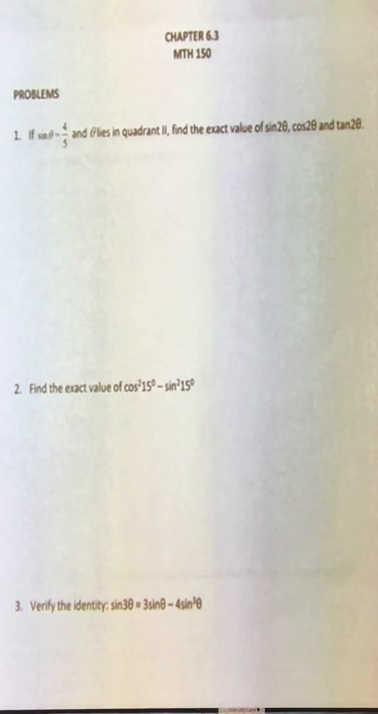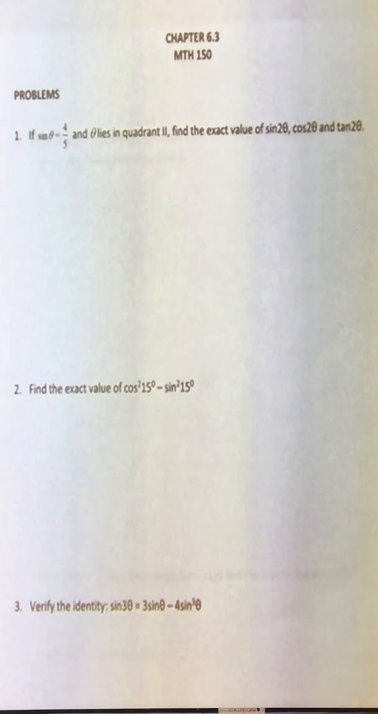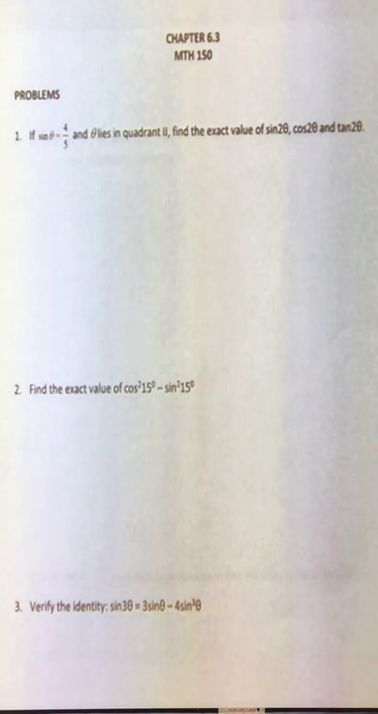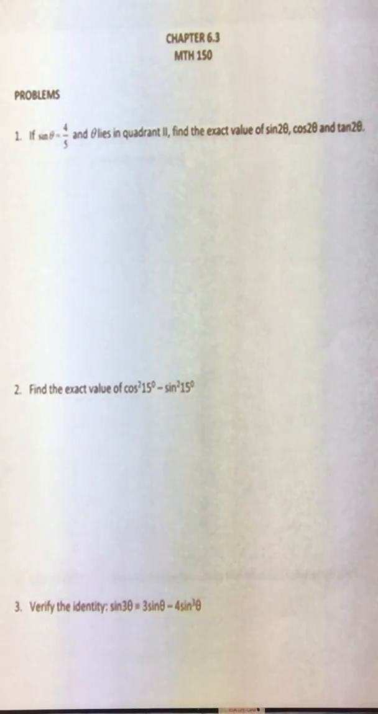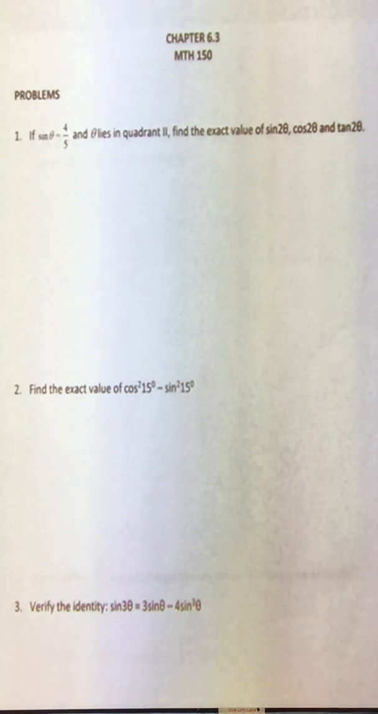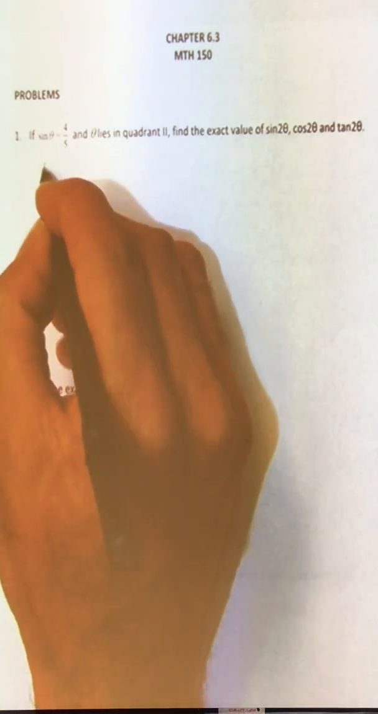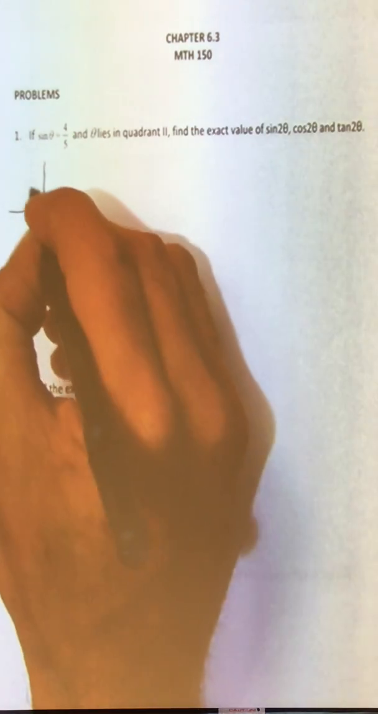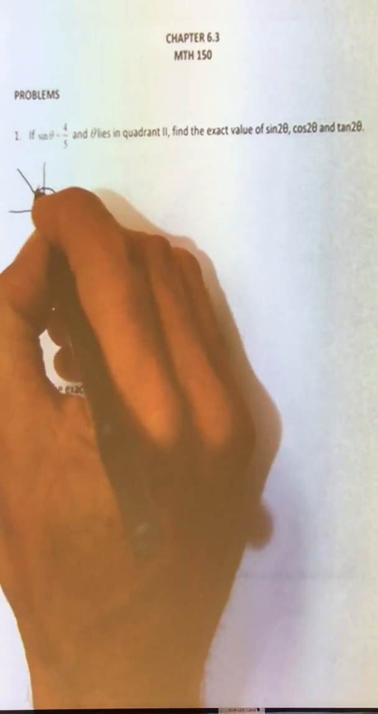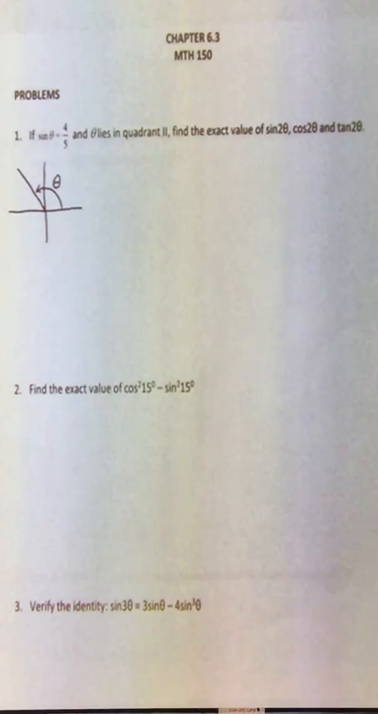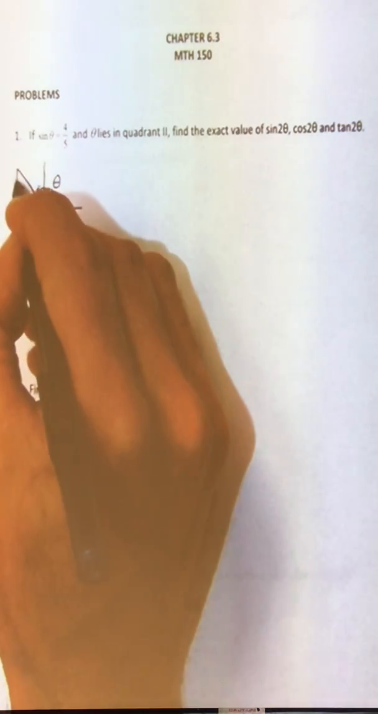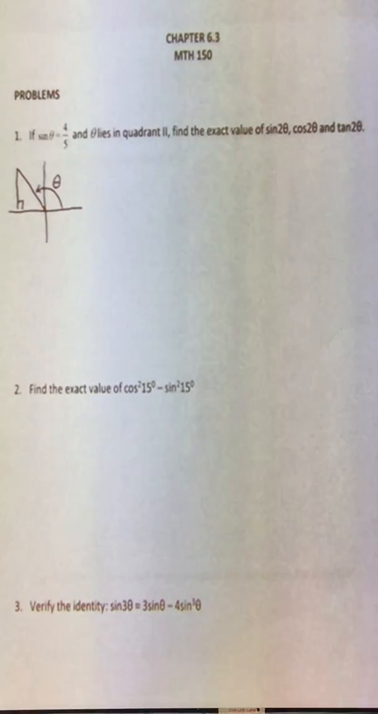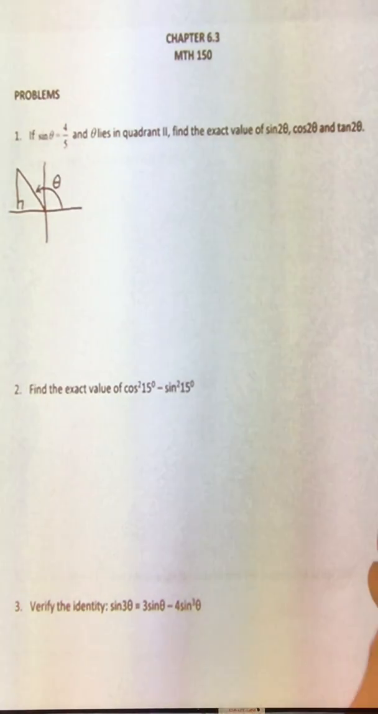Section 6.3 exercises. Let's take a look at problem number 1. We're given that sine theta equals 4/5 and that theta lies in quadrant 2. I would stop right there and draw the picture first to illustrate that. So we have a quadrant 2 angle right there that takes us to quadrant 2, and then we draw our acute right triangle right there.